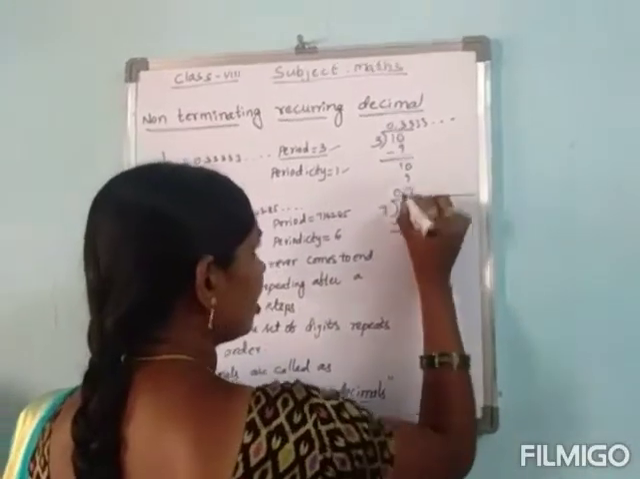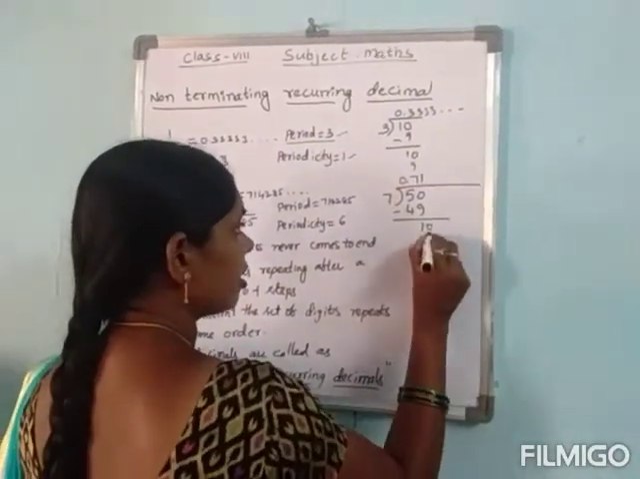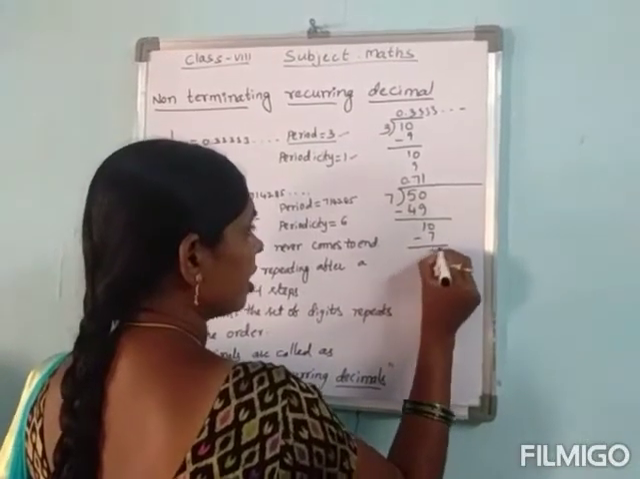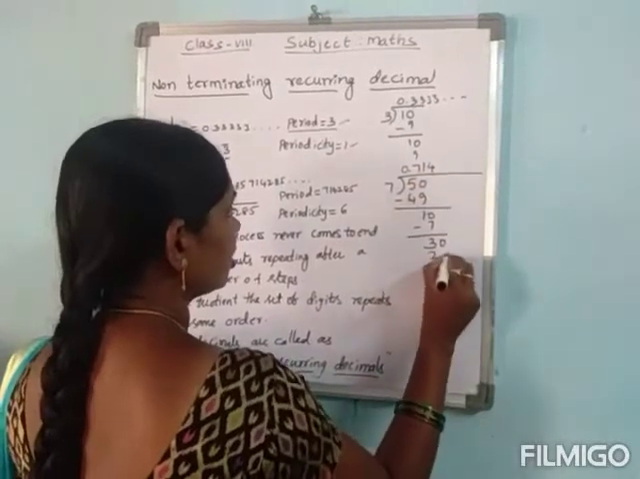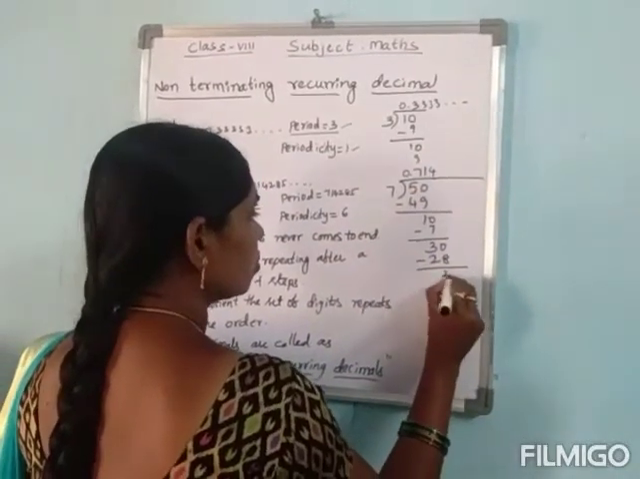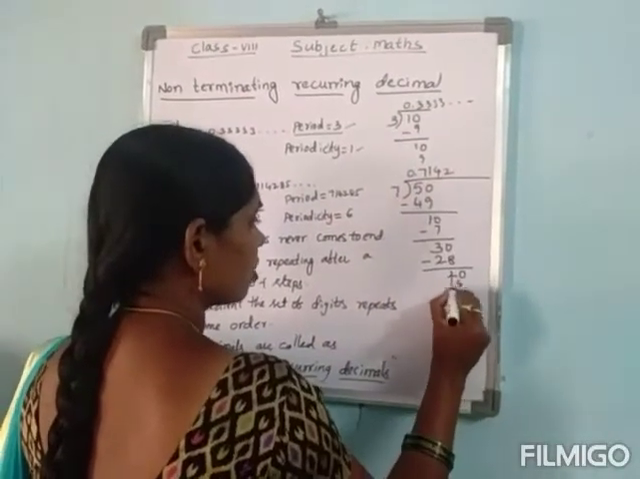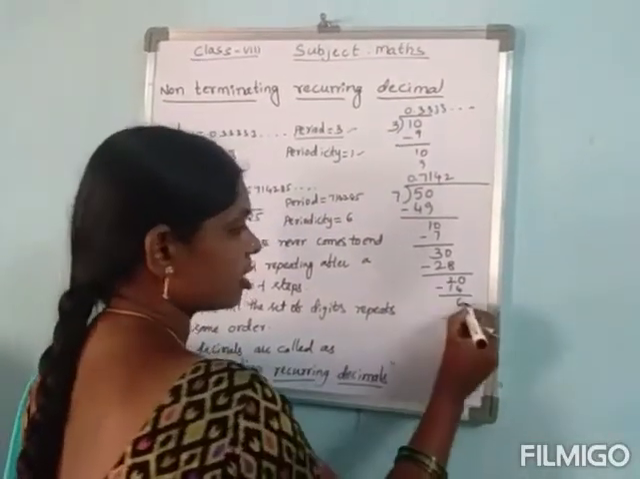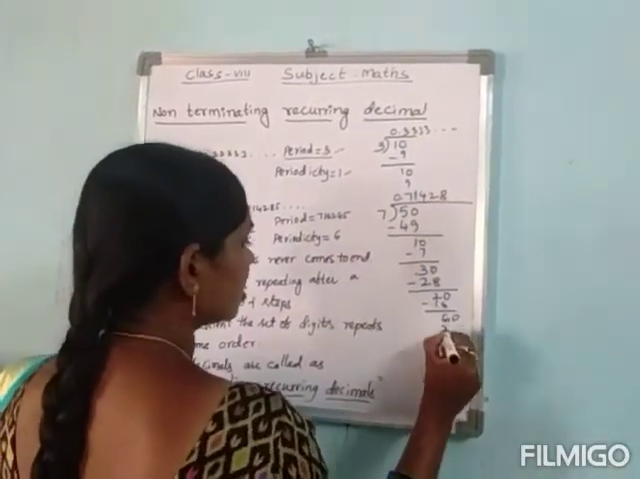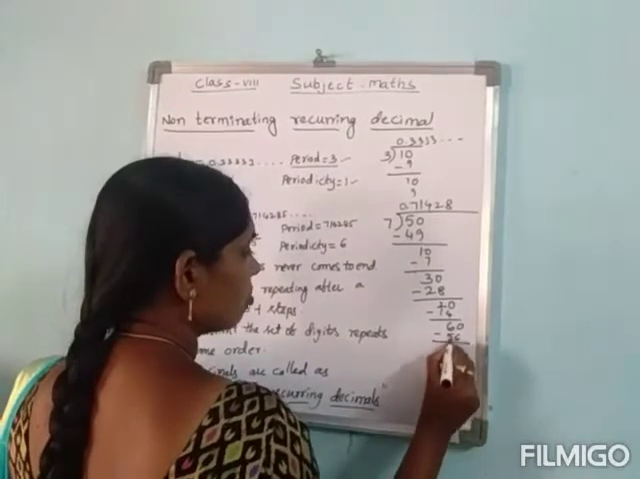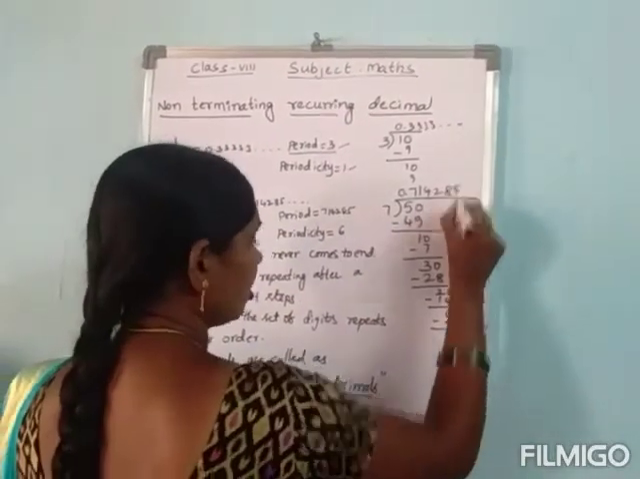Again we are having a point, so we are taking 0 once again. 7 ones are 7. 10 minus 7 is 3. 30. 7 fours are 28. So 2. 20. 7 twos are 14. 20 minus 14 is 6. 60. Again 7 eights are 56. So 4 is remaining. 40. 7 fives are 35.